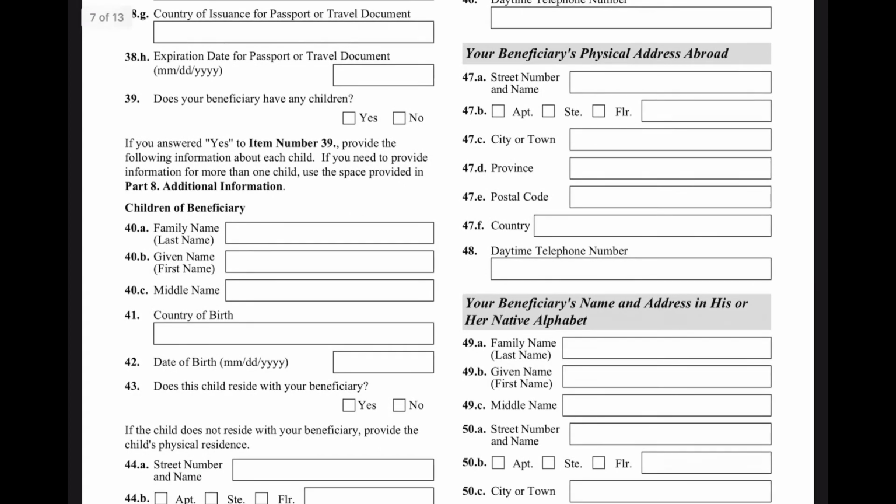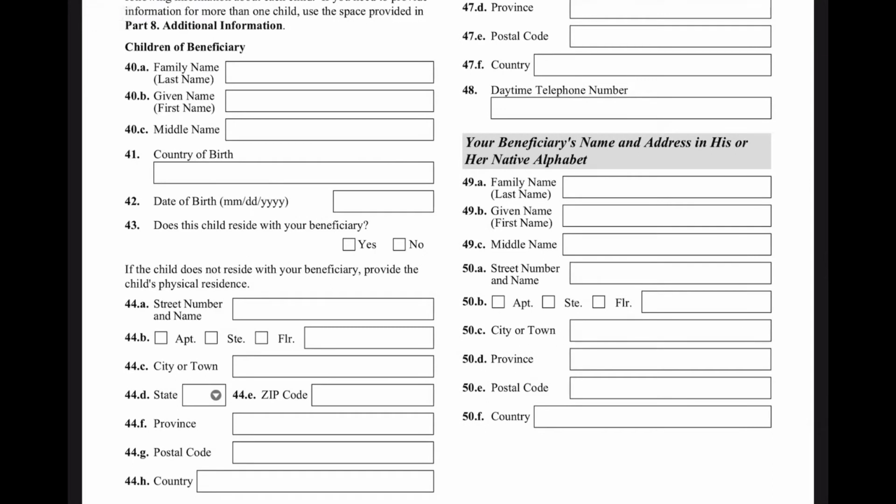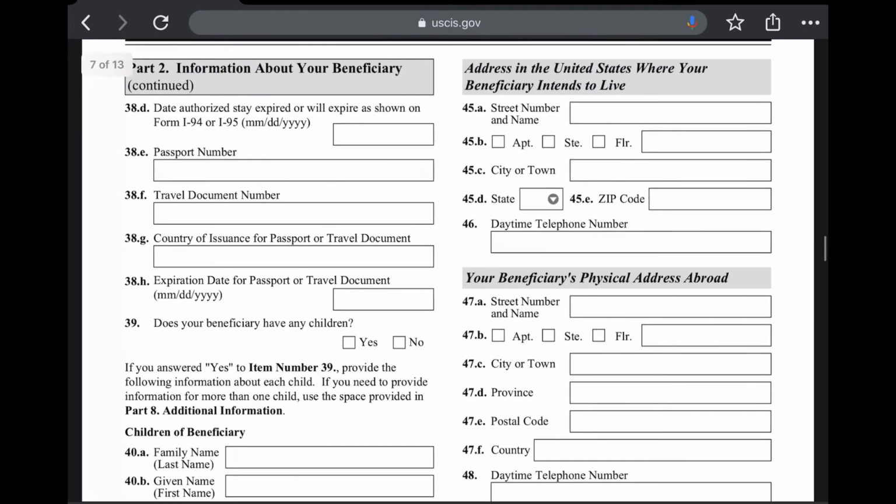So the passport number and the travel document is just the same. So I just write down my passport number and then the time of my arrival, or if I arrive as a student, tourist, or a temporary worker. Yep, and then you provide the expiration date and identification numbers, travel documents, and whatever evidence that they need on that. And does your beneficiary have any children? Indicate if it's a yes or no. If it's a yes, just provide the names of the children on this section 40A and onwards.